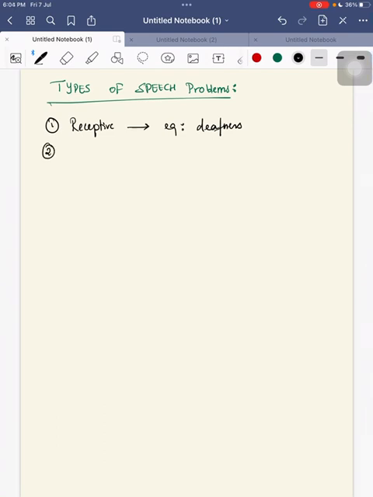The types of speech problems the child can have are: first one is receptive. For example, a child can have deafness leading on to a receptive speech problem. Next can be an expressive type. Here a child can have a specific language impairment.